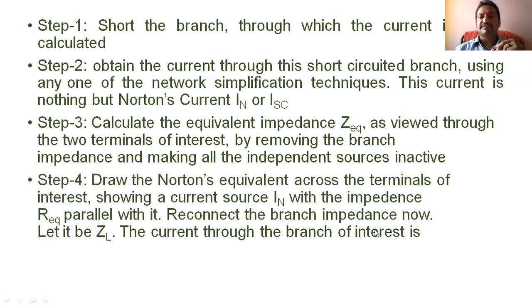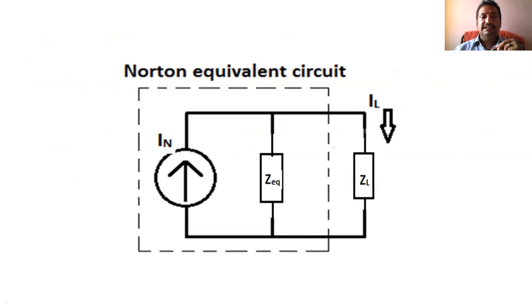Finally, draw the Norton's equivalent circuit, which contains Norton's current as well as Norton's impedance or equivalent impedance in parallel, and the combination is connected in parallel with the load. Then we can calculate. This is the Norton's equivalent circuit. So this is IN, this is Z equivalent, this is ZL. These two are connected in parallel, and the parallel combination is connected in parallel with the load. Then IL is equal to IN into Z equivalent by Z equivalent plus ZL.